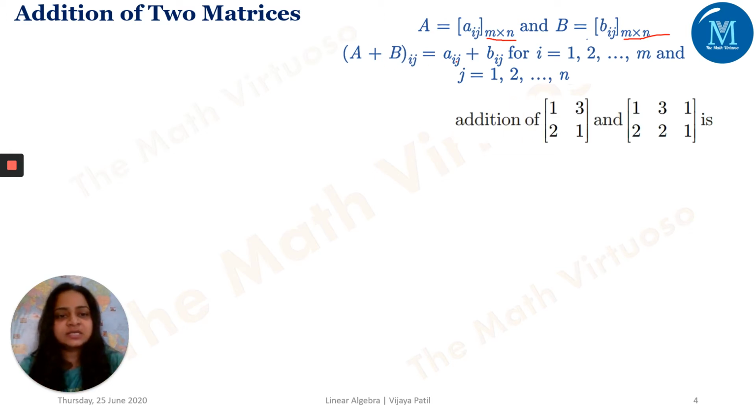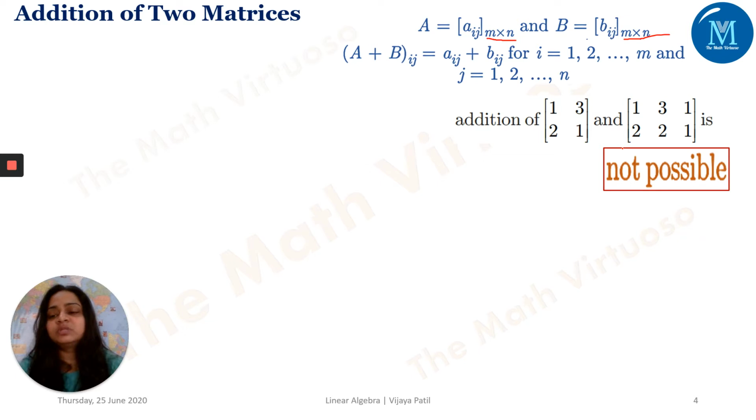Now let us consider here 1 3 2 1, which is of order 2 cross 2, and 1 3 1 2 2 1, which is of order 2 cross 3, right? So is it possible to add these two matrices? No, because the number of columns is different in both the matrices. Though the number of rows is equal as 2, the number of columns in the first is 2 and in the second is 3. So it's not possible to add them.